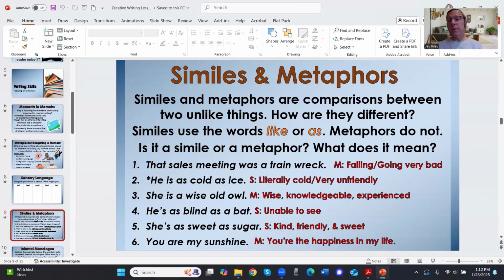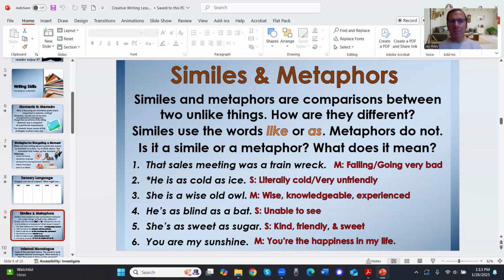So remember, similes use the words like or as to talk about how two unlike things are similar. And metaphors don't use the words like or as. They actually say that something is something else. So I've got a couple examples here. The first is that sales meeting was a train wreck. That's a metaphor. And you're telling the audience that it went very poorly. It went more than poorly.